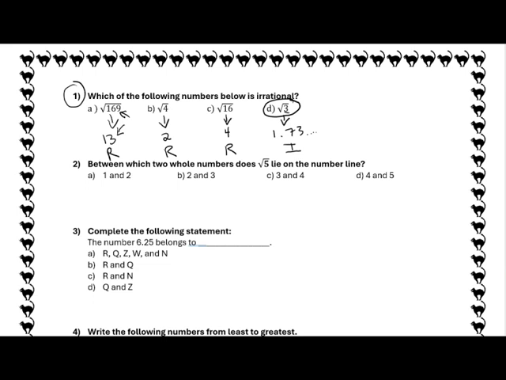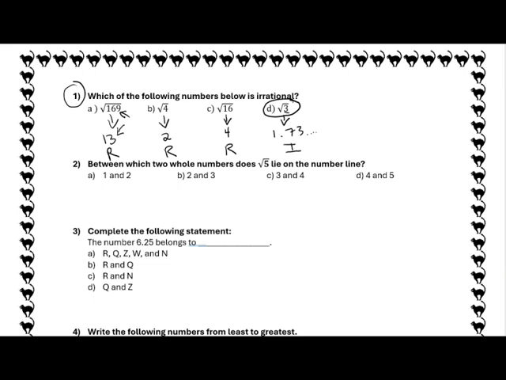In order for it to be rational, you should be able to make it into a fraction. It could be a whole number, positive, negative, a terminating decimal, a repeating decimal. That's what makes it rational. Okay, anything that could be made into a fraction.